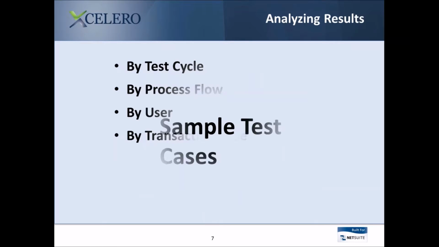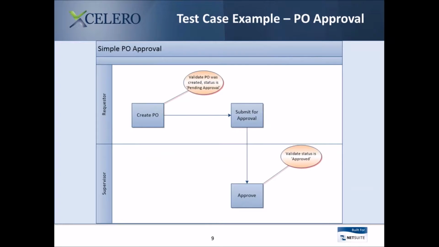Let's take a look at a simple test scenario as an example. In this scenario, a purchase order is created and submitted for approval by an employee, which is then approved by the controller. Using Xcelero, you would create a test case to create and save the purchase order, and then in the second test case, the controller would approve the purchase order. The success criteria are defined in the first step to check the status of the purchase order as pending approval, and in the second test case to check it for a status of approved.